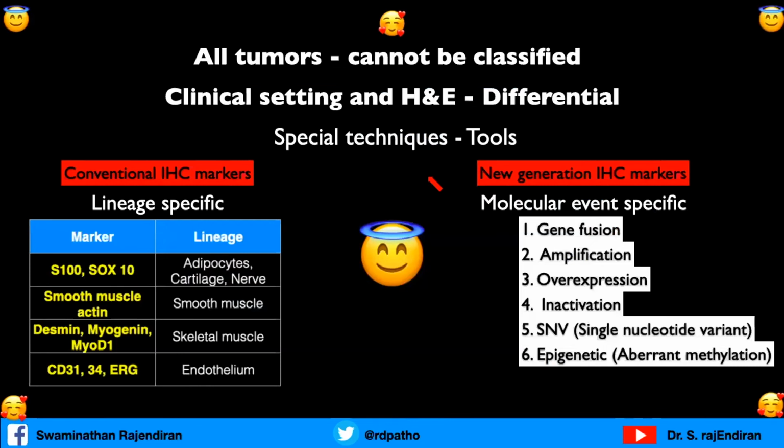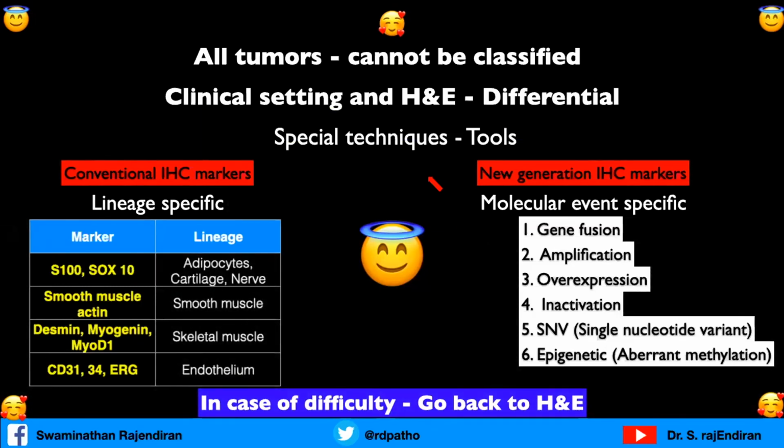And all tumors cannot be classified. Clinical setting and H&E, you have to follow, with a differential diagnosis, and special techniques you can use as a tool to come to a definitive diagnosis. IHC markers are one of the special techniques, and they are mainly classified into conventional lineage specific and new generation molecular event specific. They are very important because they help in targeted therapy. In case of any difficulties, please go back to H&E. Don't make the diagnosis only by IHC markers.